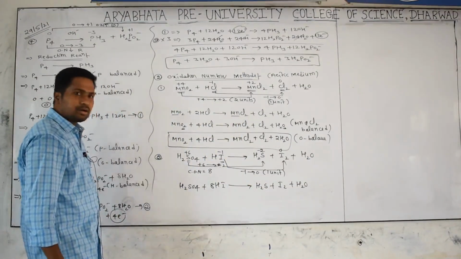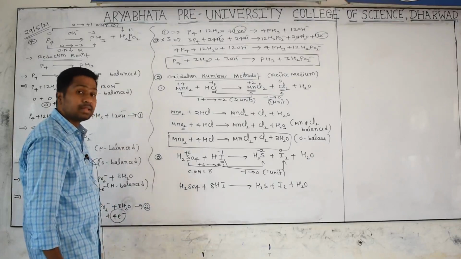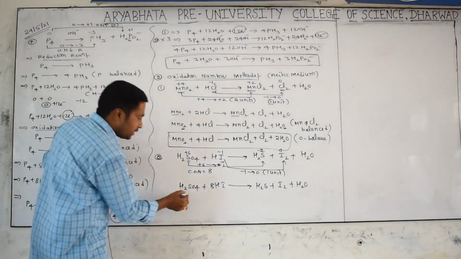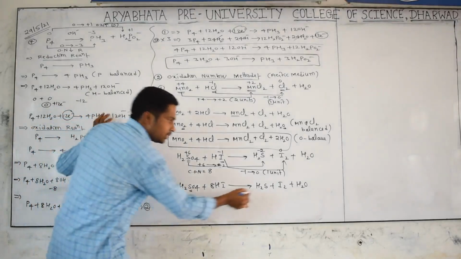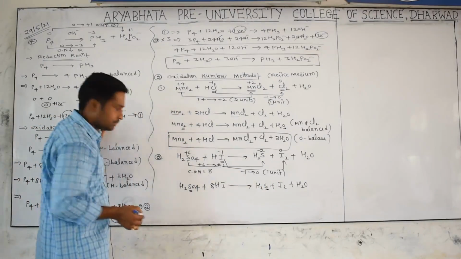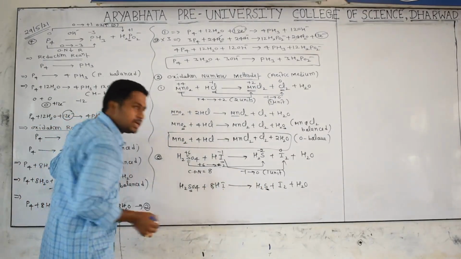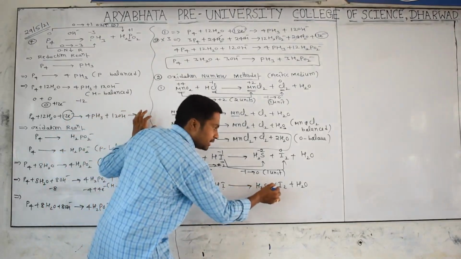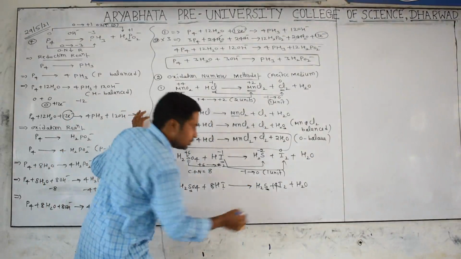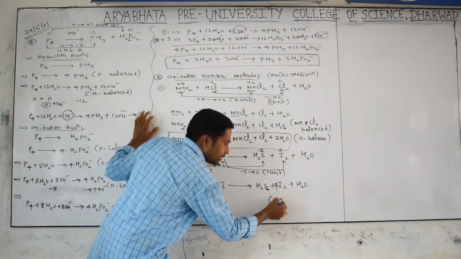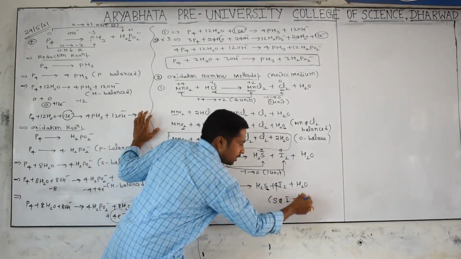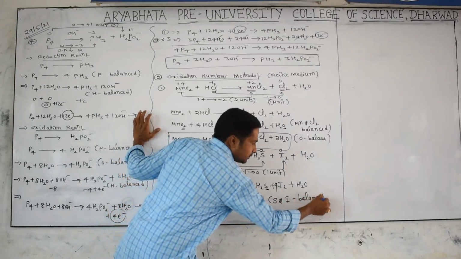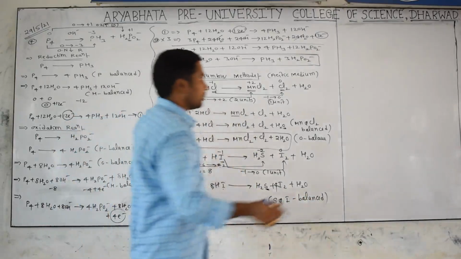So now what is the concept? We have to balance other than hydrogen and oxygen. Here what is other than hydrogen? Sulfur. Here also one sulfur, balanced. Here how many iodines will be there? 8 iodines will be there. But here we are getting only I2, then it can be written as 4I2. So sulfur and iodines are balanced. Later we have to think about the remaining.